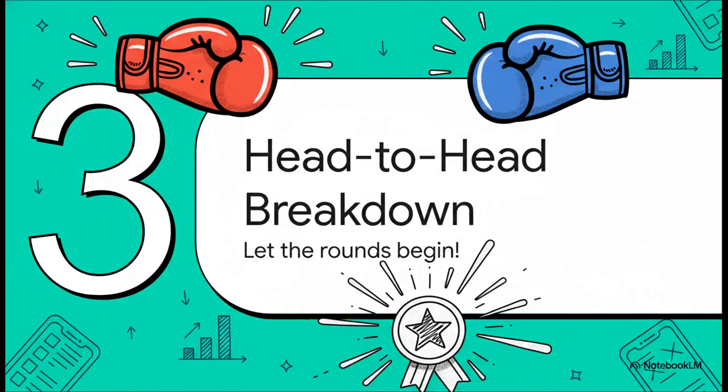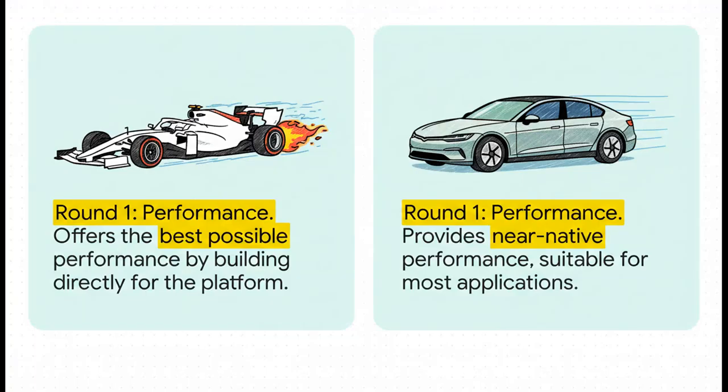Okay, enough talk. It's time for the main event. We're going to put these two contenders through 5 brutal rounds to see where they really shine and where they might stumble. Let's get it on. First up, round 1, performance. And wow, this is a quick knockout for native.